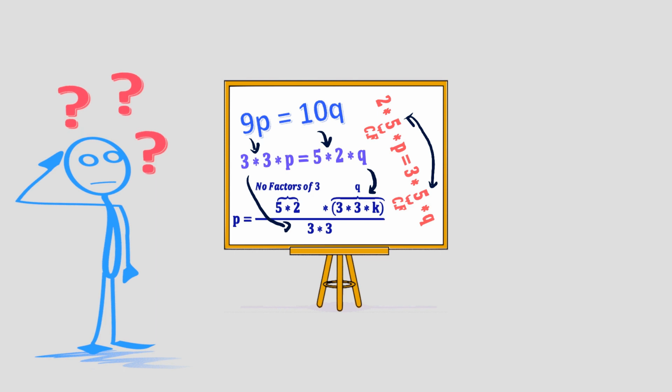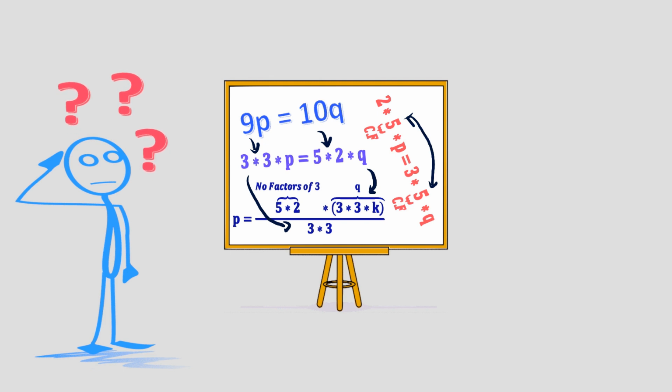Since 9 does not share any factors with 10, it means that n has to contain the factors of 9. We can then conclude that 9 divides q. We can use the exact same reasoning for 10 dividing 9 times p to get 10 divides p.